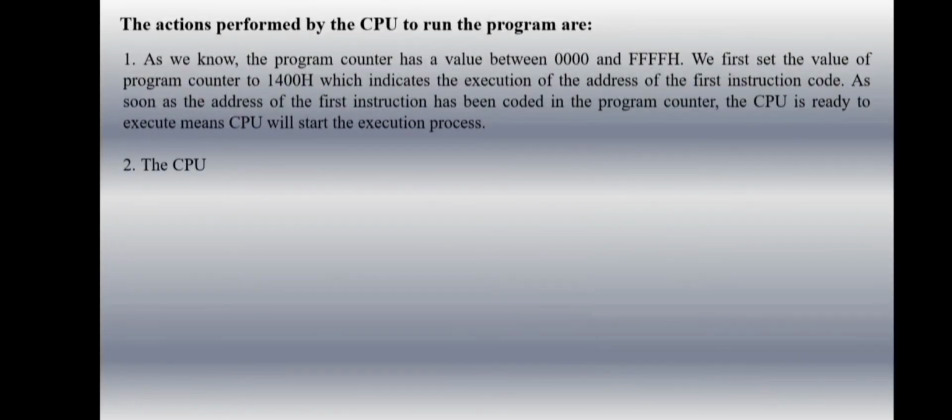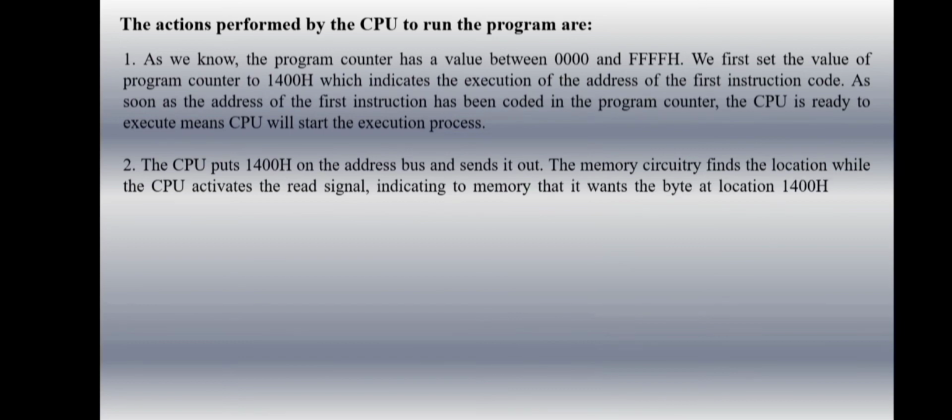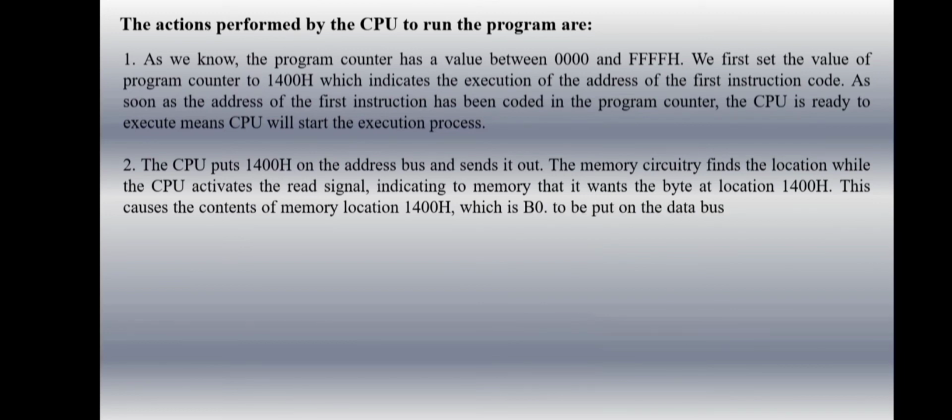The second step is the CPU puts 1400H on the address bus and sends it out. The memory circuitry finds the location while the CPU activates the read signal, indicating to memory that it wants the byte at location 1400H. This causes the contents of the memory location 1400H, which is B0, to be put on the data bus and brought into the CPU.